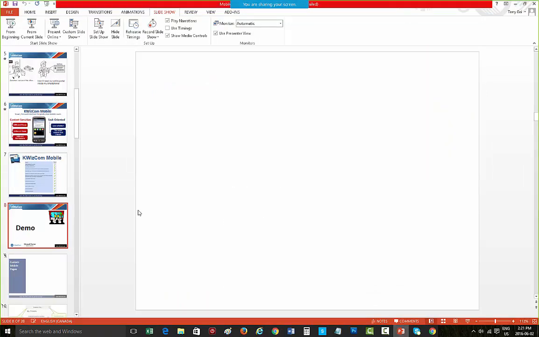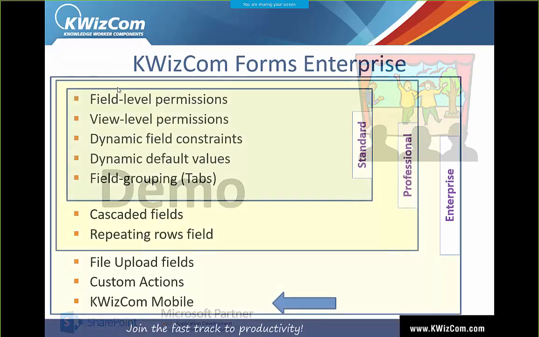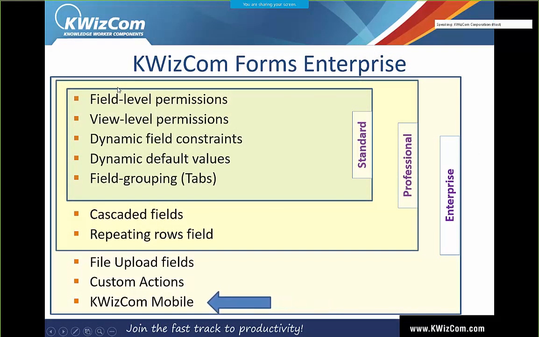Going back to my PowerPoint slides, I just want to also mention that QuizCom Mobile comes with all those great features that I just mentioned. Also, it can be integrated with additional features when you purchase it as part of the QuizCom Form Professional or Enterprise Edition. This chart displays all the features and the additions. With the purchase of the Enterprise Edition, it comes with our repeating rows feature.